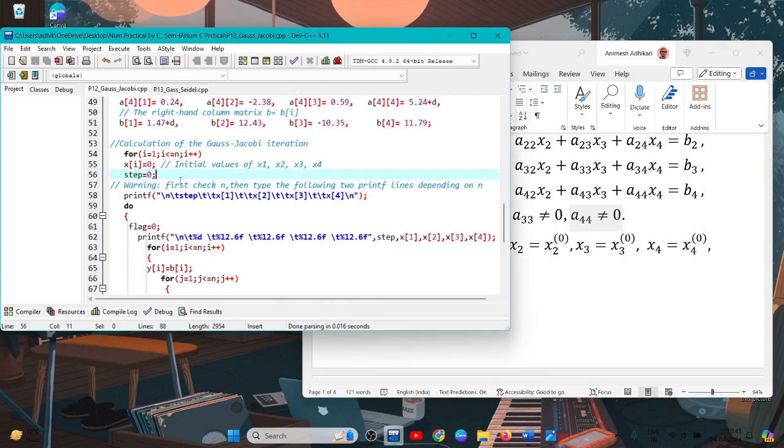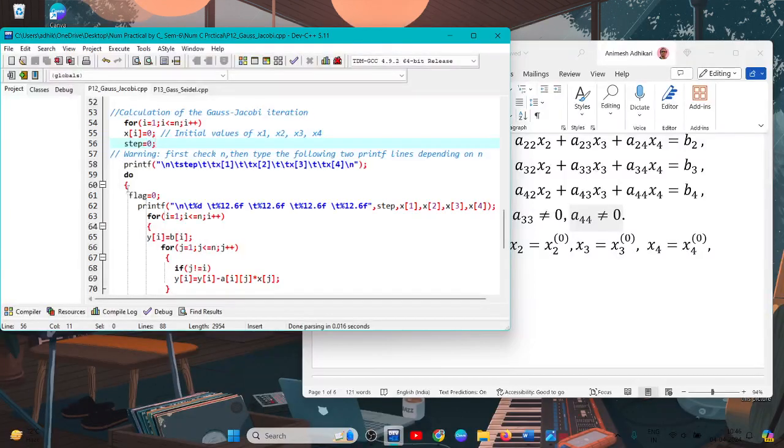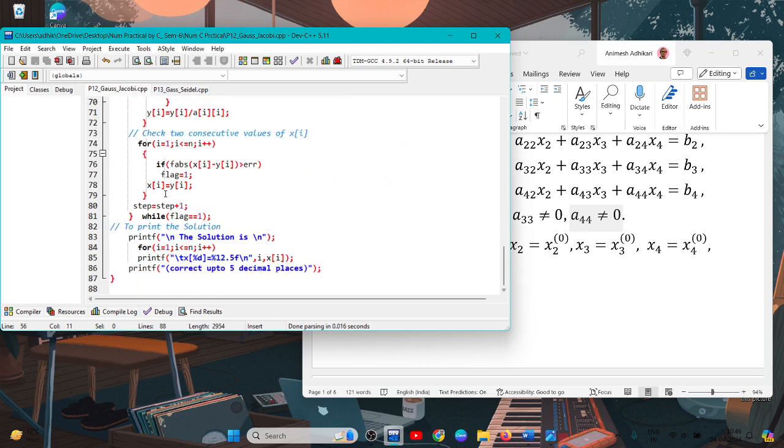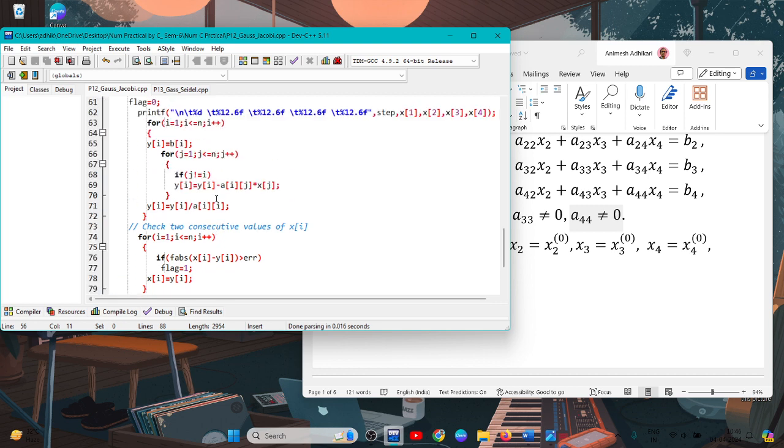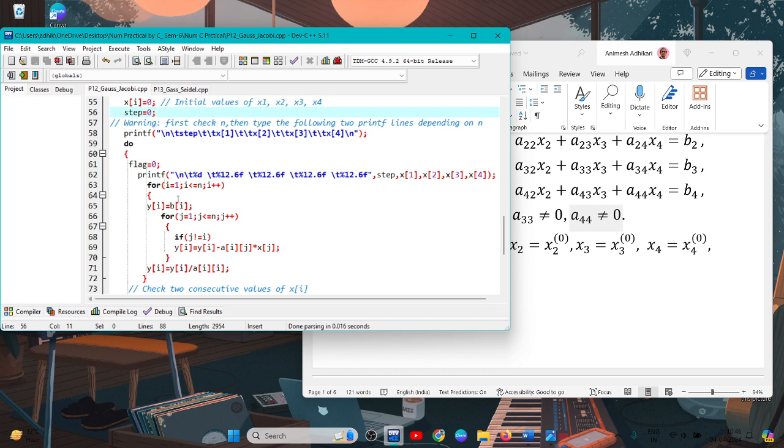Next we first check n. Here n equal to 4, but maybe n equal to 3 or 5. So this is the step, x1, x2, x3, x4, the printf in this line, and the printf lines depend on n. Here n equal to 4, so we write up to x4, and do flag equal to 0. The flag is an integer variable; when flag equal to 1, check it, then again repeat the do loop. So initially flag equal to 0, and print the step, x1, x2, x3, x4, written in column x1, column x2, column x3, and column x4.